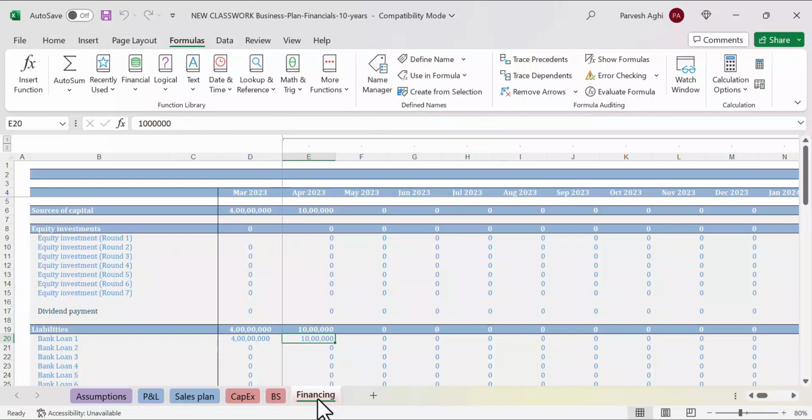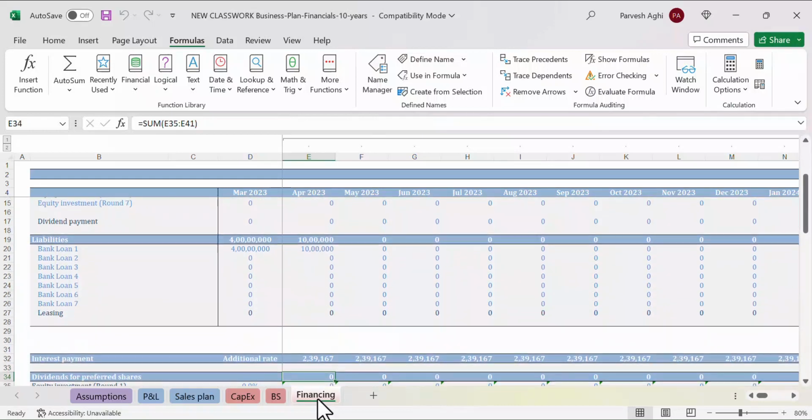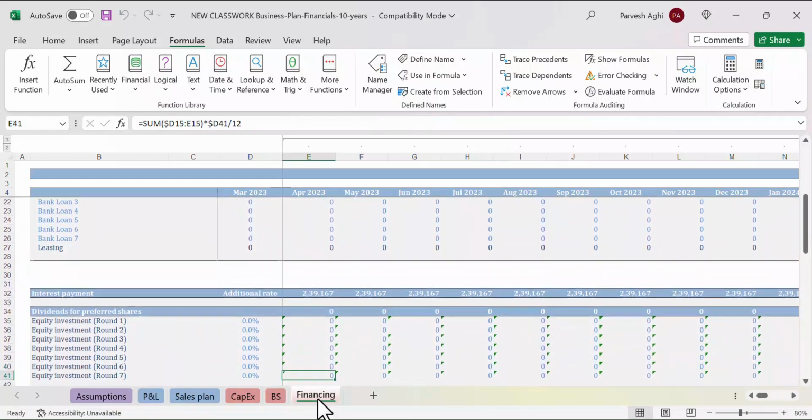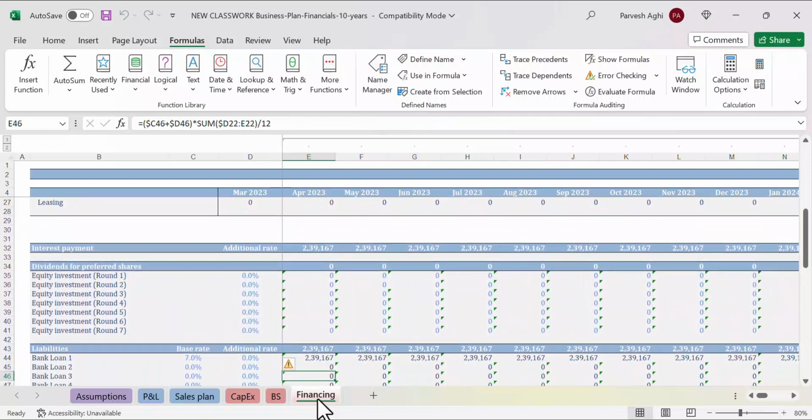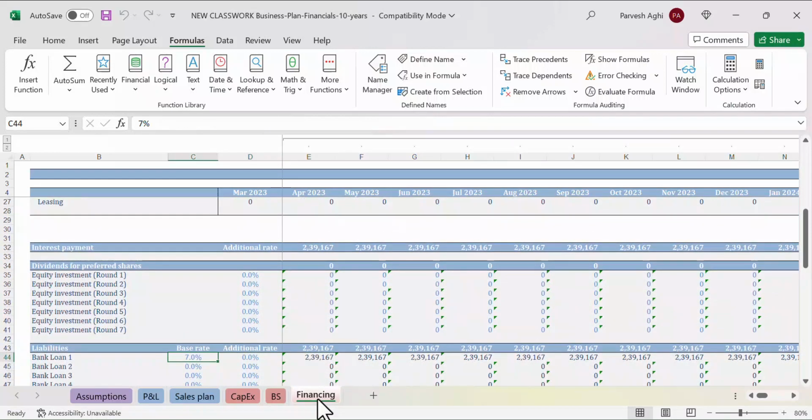So to take out the negative cash, I just added another 10 lakhs and then changed this. Then, the rate of interest. So यहाँ पर आपको rate of interest डालना है. यहाँ जैसे ही आपने rate of interest डाला, go to the bank loan 1.